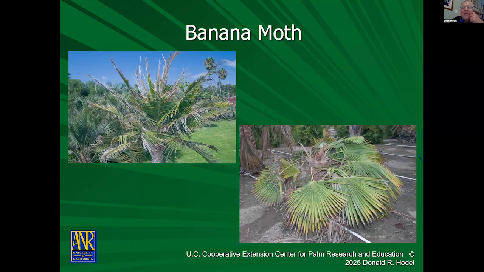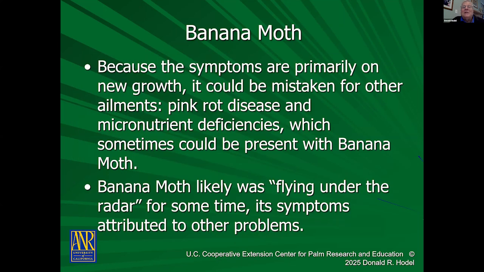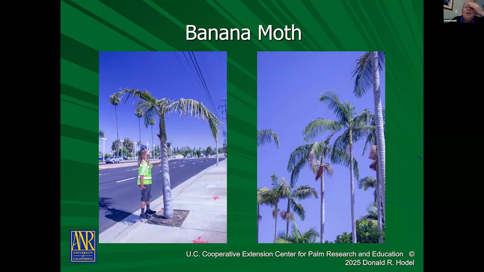So these are all on majesty palms. There's a Trachycarpus, lower right. Because the symptoms are primarily on the new growth, it could be mistaken for other ailments like pink rot disease, micronutrient deficiencies, which could be present with the banana moth. But like I said, the banana moth has been flying under the radar. It's kind of a stealth pest for us because it was confused with other more familiar problems. And there's king palm. These are in Orange on the left and in Fullerton on the right.